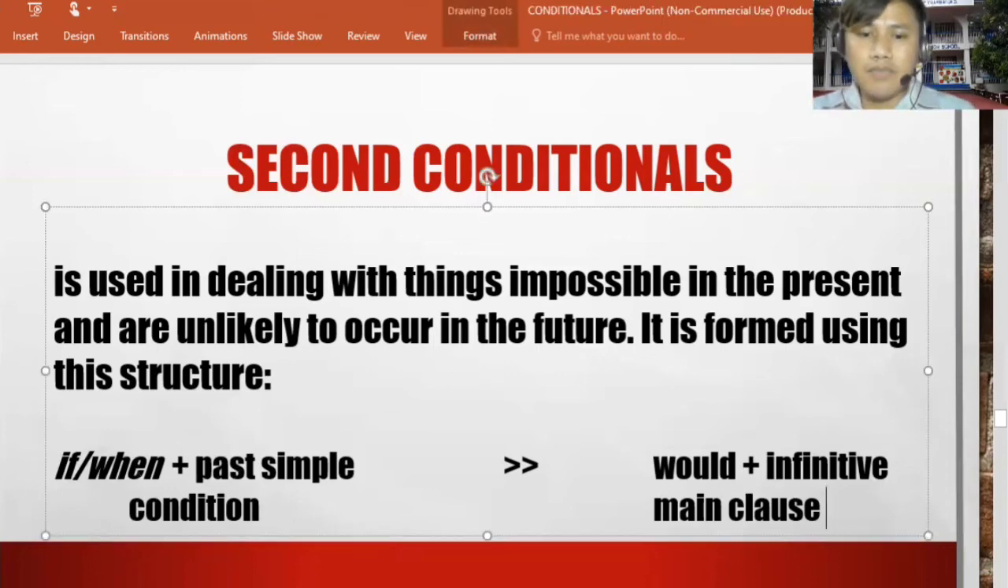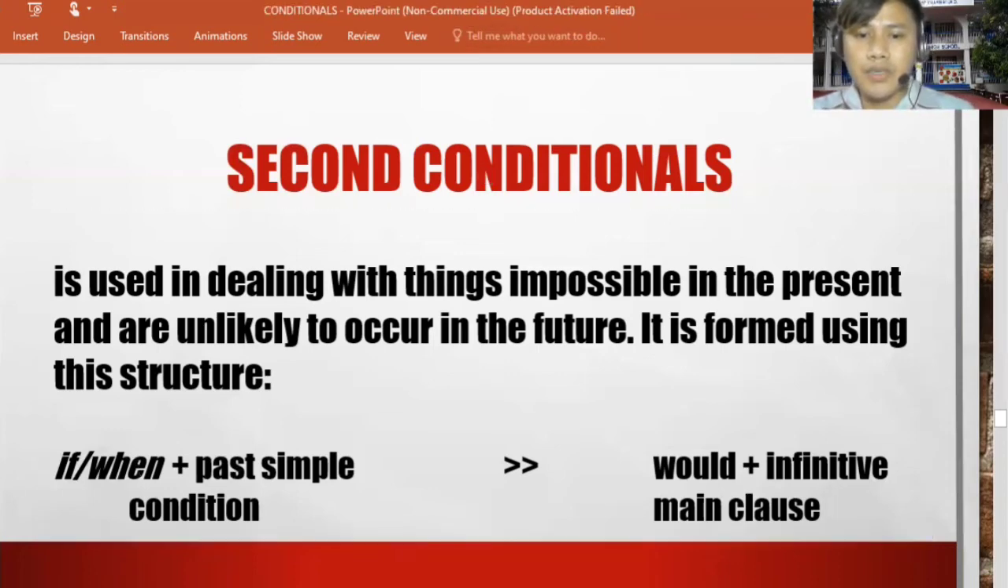So now let's move on to the examples that we have here. I will repeat. When we are going to state conditions under this type, these are for things that are impossible to happen in the present or unlikely to occur in the future.